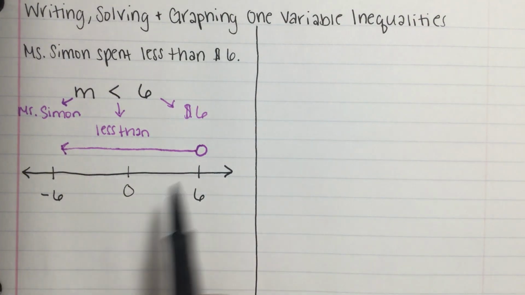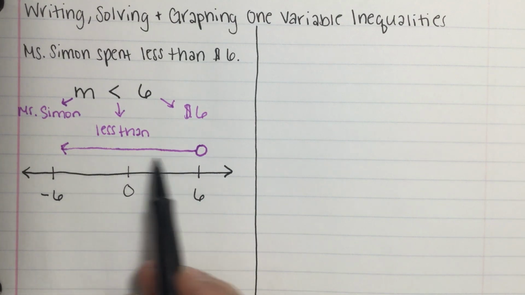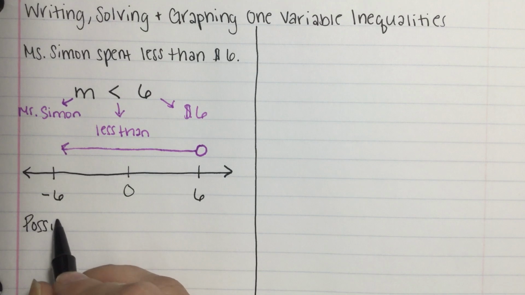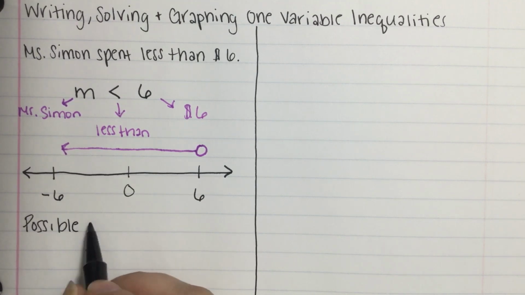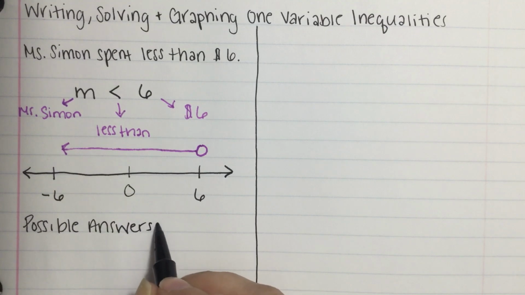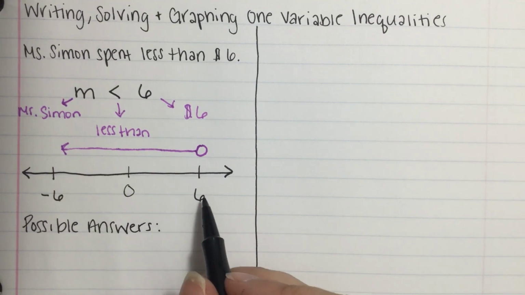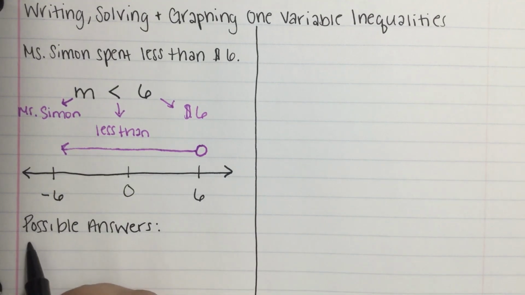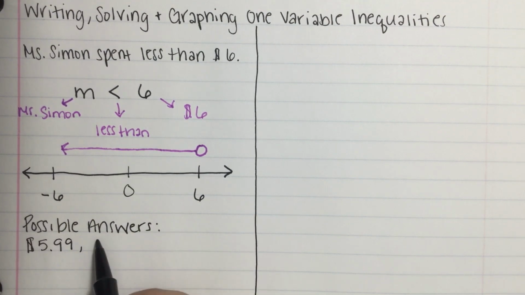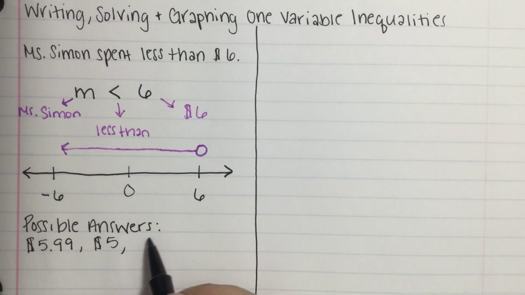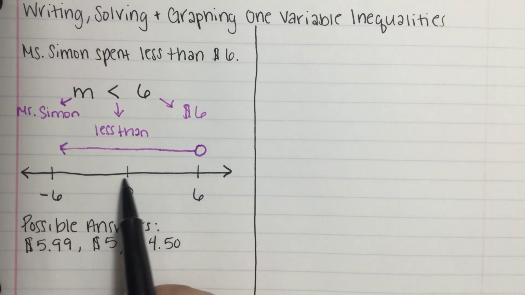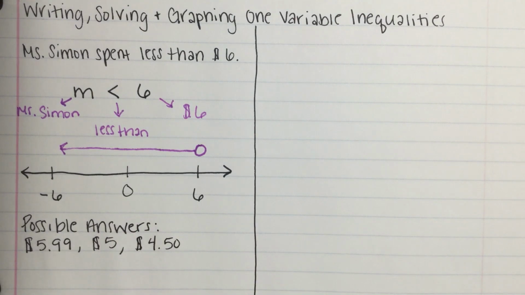So looking at this graph, we've got lots of answers that could be possible. So if I were to think in my head, and you guys can do the same, what are some possible values that Miss Simon could have spent? It has to be less than 6, but not equal to 6. So for example, I could have spent $5.99. I could have spent exactly $5. I could have spent $4.50. Really anything less than 6.